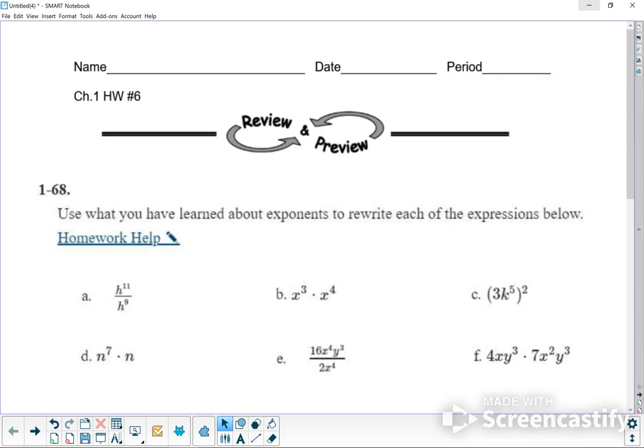All right, folks. This is homework number 6 for chapter 1. Let's get going on this. Number 68. Use what you have learned about exponents to rewrite each of the expressions below.